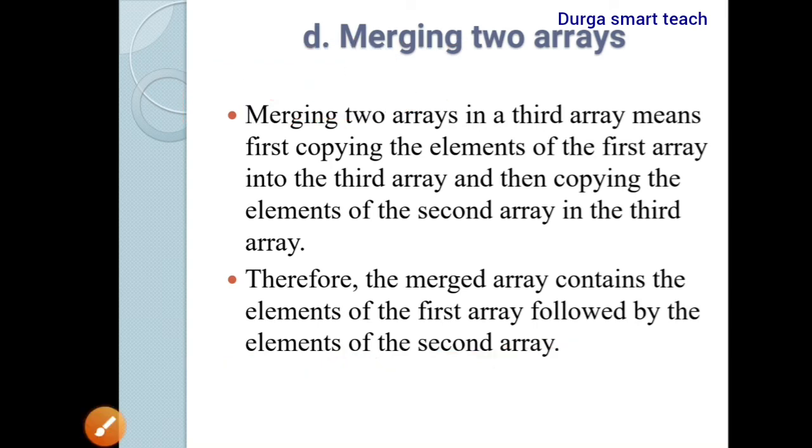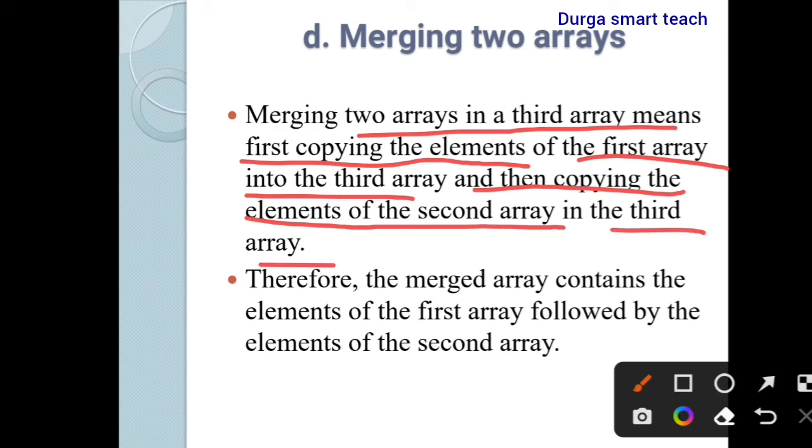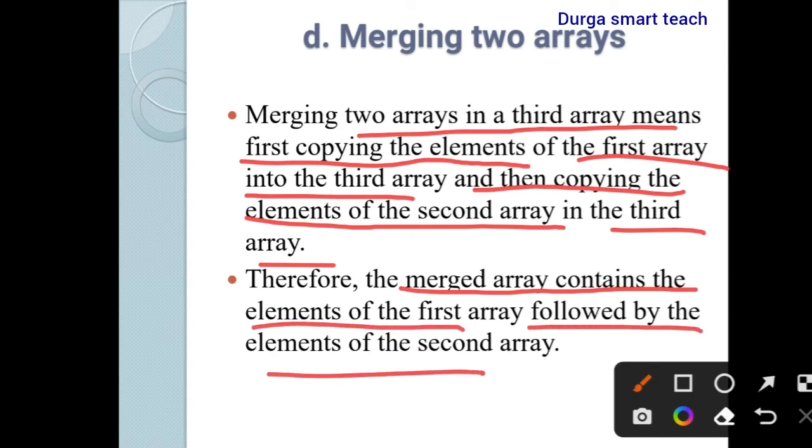Merging two arrays in a third array means first copying the elements of the first array into the third array and then copying the elements of the second array into the third array. Therefore, the merged array contains the elements of the first array followed by the second array.